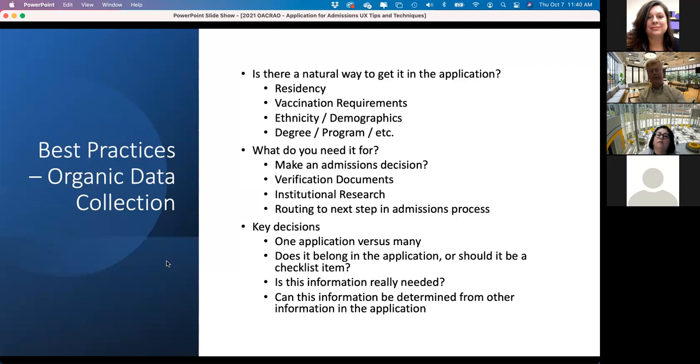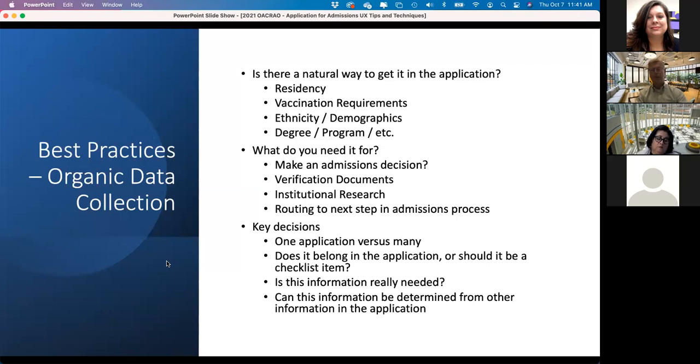Ethnicity, demographics. We spent a bunch of time talking about that as well, because there was information that really wanted to be collected, being an Oklahoma school, about Native American tribes and mother, father, that sort of thing. So we updated the ethnicity based on that. And again, what do you need it for? Do you need it to make an admissions decision?